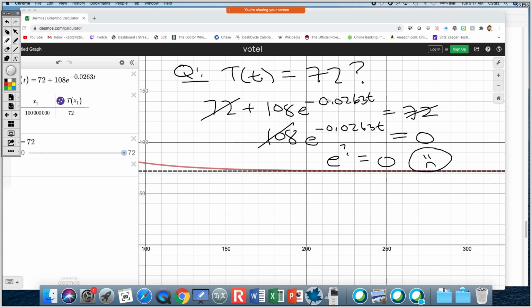Okay. So it's a limitation of the model. Okay. Any questions on that?